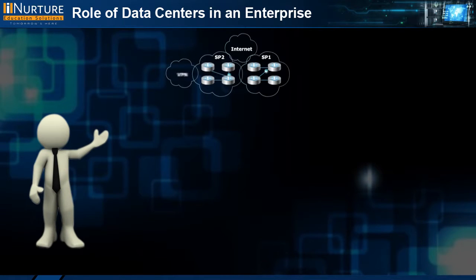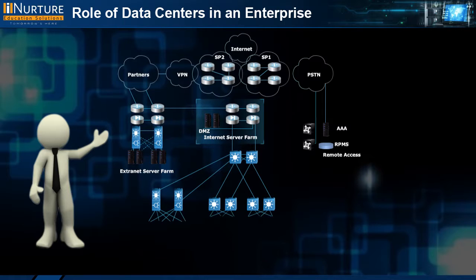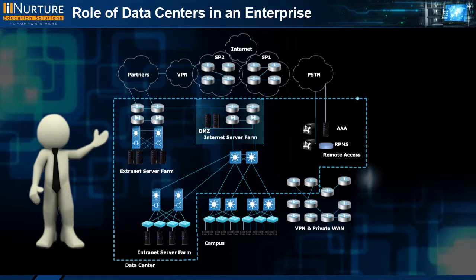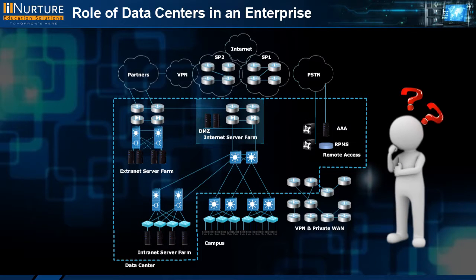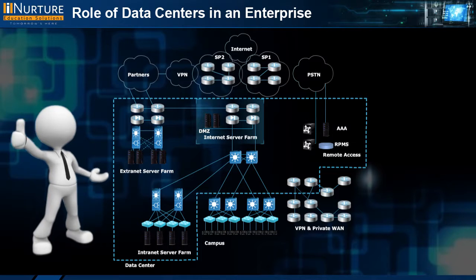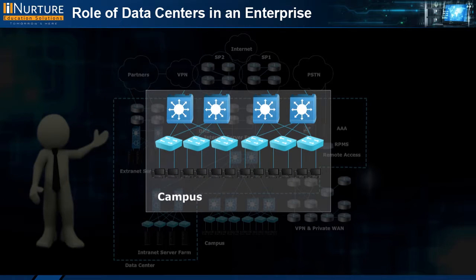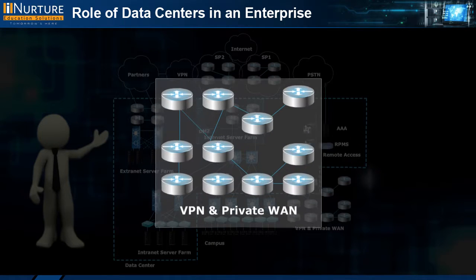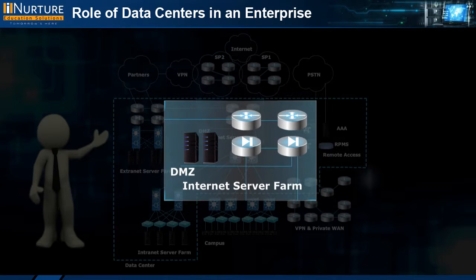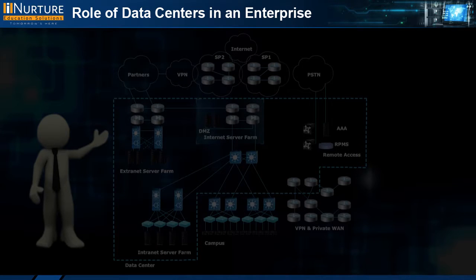This is how the infrastructure of an enterprise data center is laid out. This looks complicated. Let's make it simple. The major building blocks of an enterprise data center are campus network, private WAN, remote access, and the server farms, which include internet, extranet, and intranet server farms.